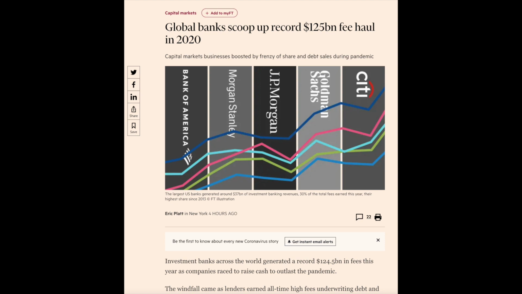And of course, the investment banks have benefited. Another story out today: Global banks scoop record 125 billion fee haul in 2020. The big Wall Street banks, Bank of America, Morgan Stanley, JP Morgan, Goldman Sachs, and Citi, each, on average, got about 7.5 billion. So compared to 2,000 for each individual, the 2,000 is like peanuts, right? So those are the people benefiting from it.